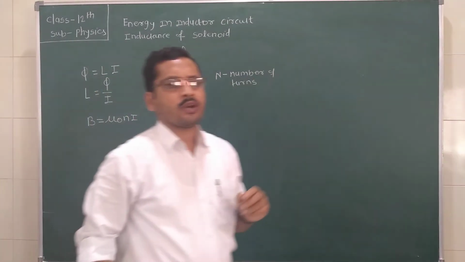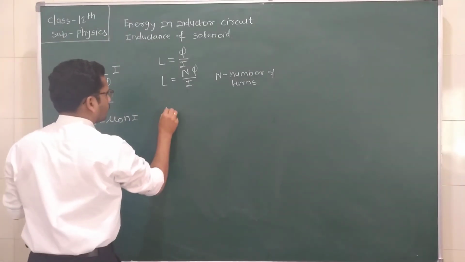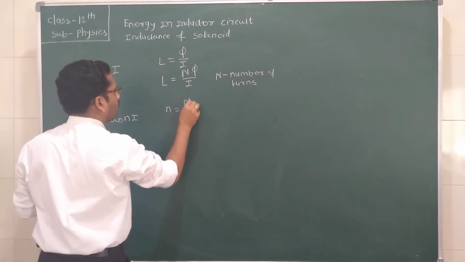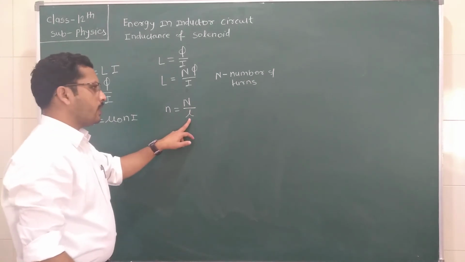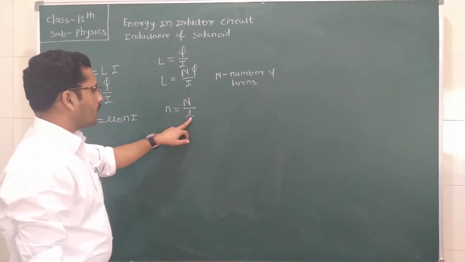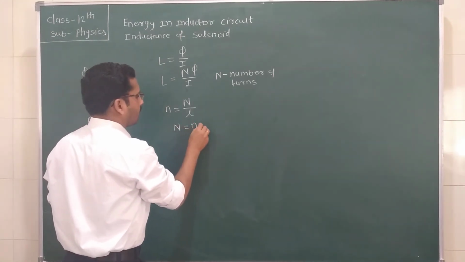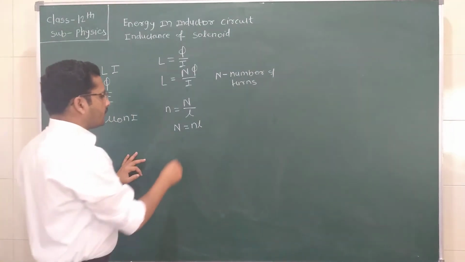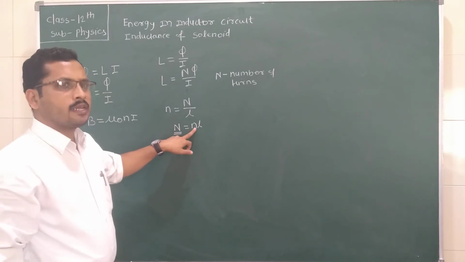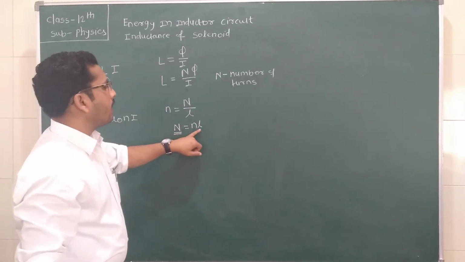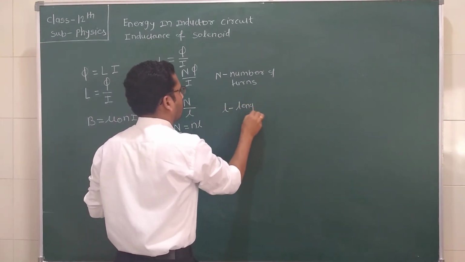Here we introduce or define a new term. This new term is small n, which is equal to the number of turns capital N divided by length, that is the number of turns per unit length, n equals N upon l. So therefore we can write capital N is equal to n multiplied by l. So this capital N is the number of turns, this small n is the number of turns per unit length, and this small l is the length of the solenoid.